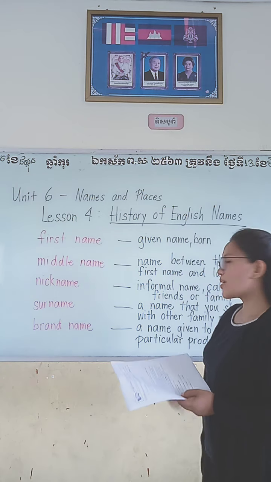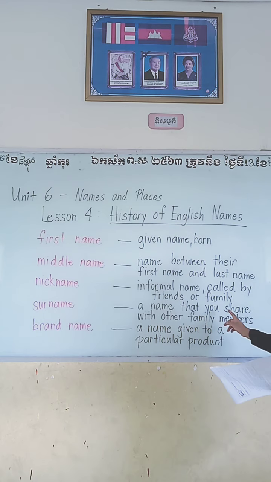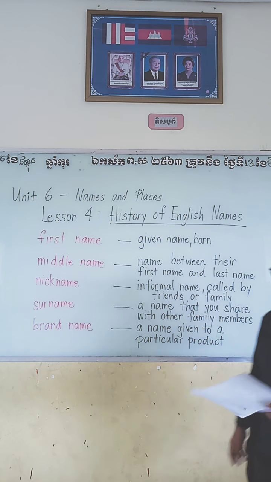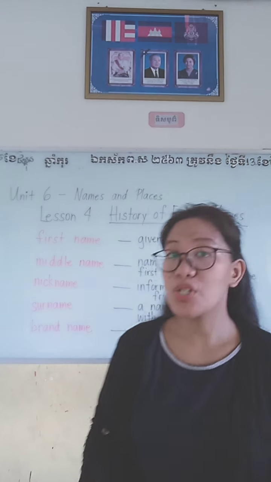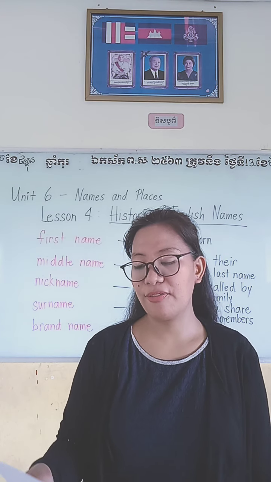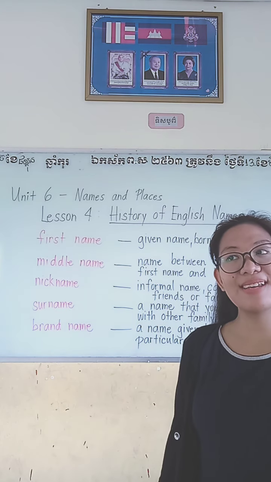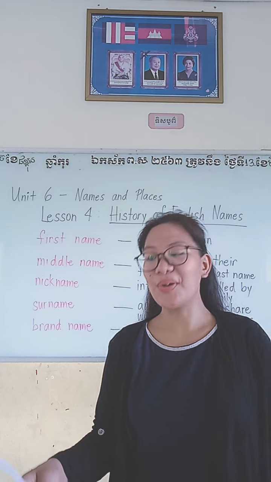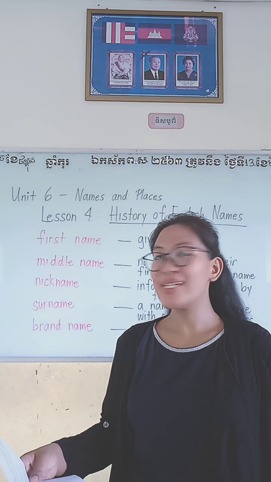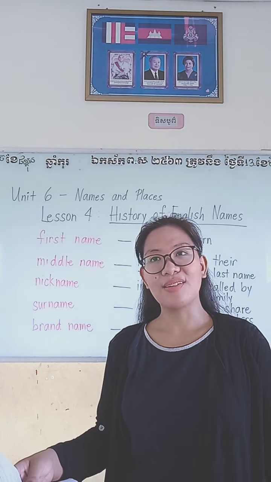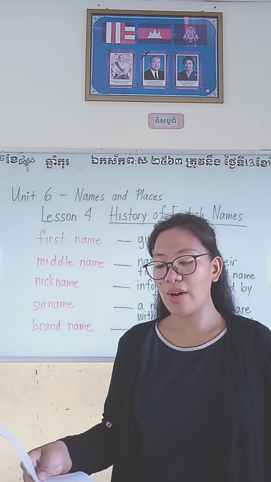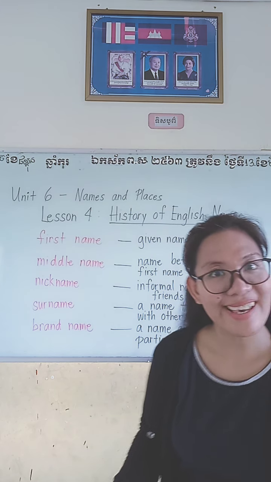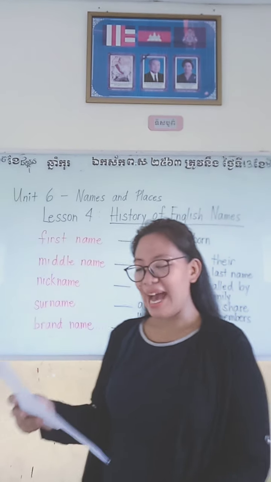Next, surname. What is surname? It is a name that you share with other family members. Again, a name that you share with other family members. Or in short, another name for surname is last name. So for example, your name is Christine, and your surname is Bisset. So they call you Christine Bisset.